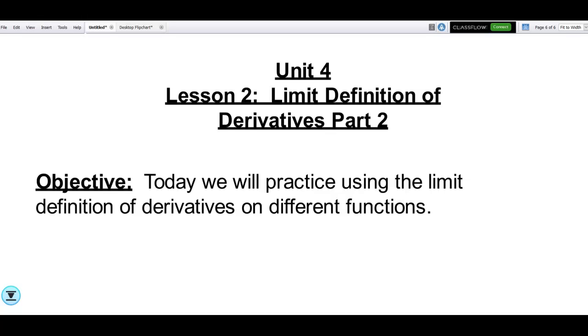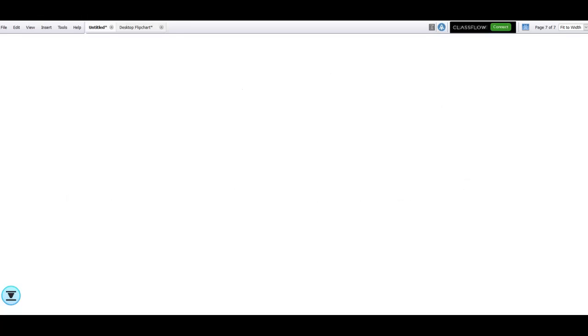Alright guys, welcome to Unit 4, Lesson 2. We're going to talk more about the limit definition of a derivative. Today we're going to just do it with some other types of functions. Last time we did it with linear functions, constant functions, and quadratic functions. Today we're going to just kind of do it with some other ones.